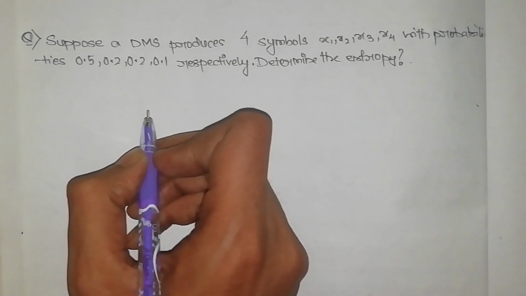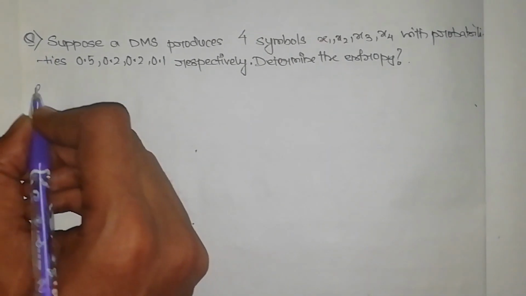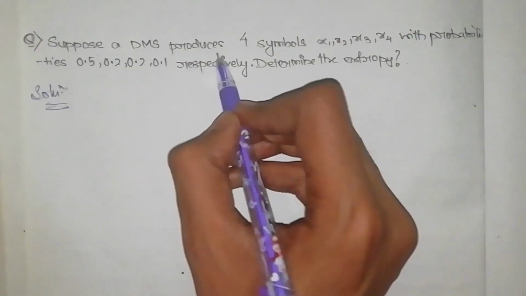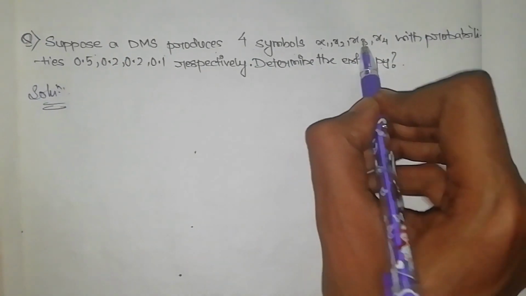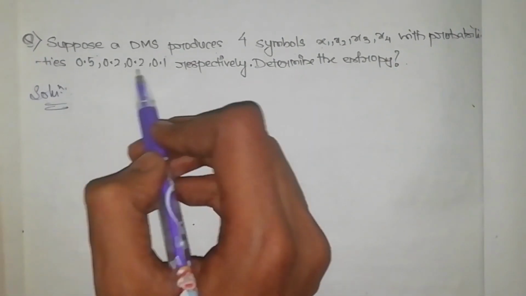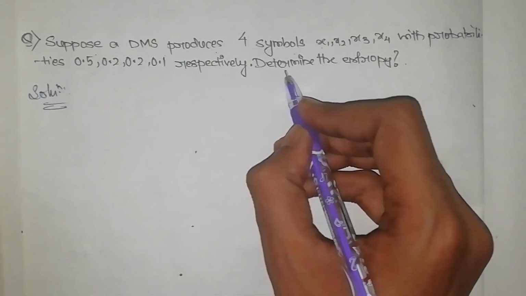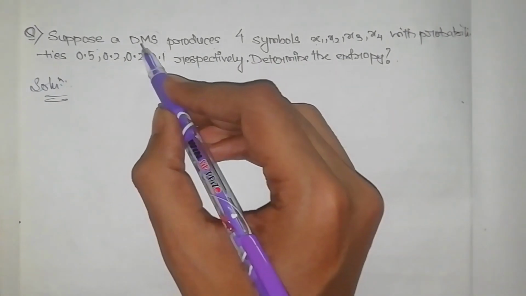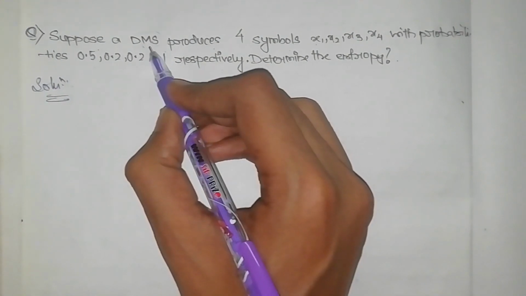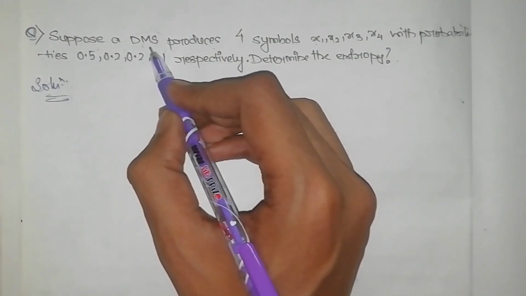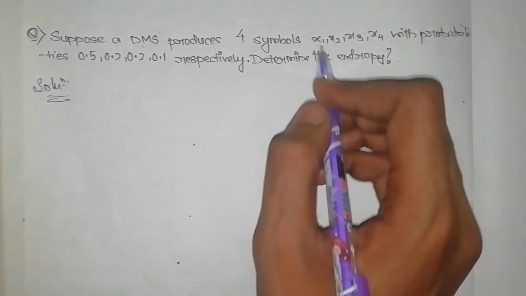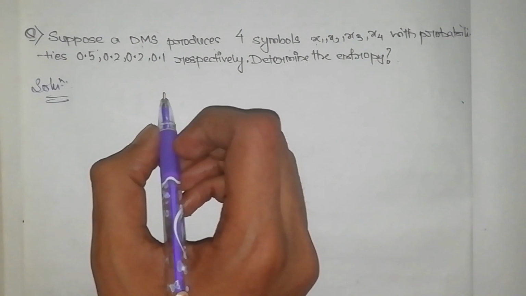So as we discussed the entropy, let us solve a problem on entropy. The question says that suppose a DMS produces 4 symbols x1, x2, x3, x4 with probabilities 0.5, 0.2, 0.2, 0.1 respectively. We need to determine the entropy. So what is DMS? It is applicable for discrete signals only, and memoryless means it has no previous values or no previous memory, and it is a source, so it produces symbols. So we are required to find the entropy.